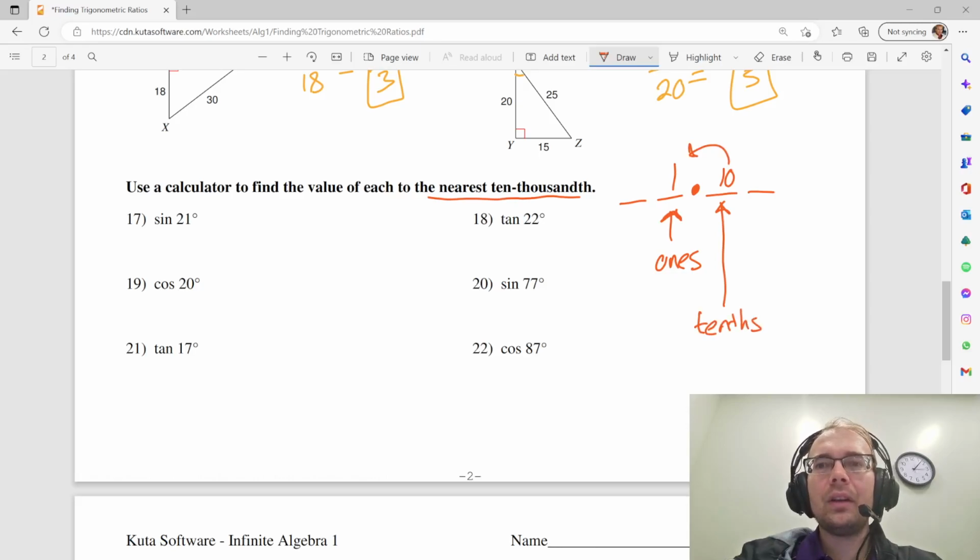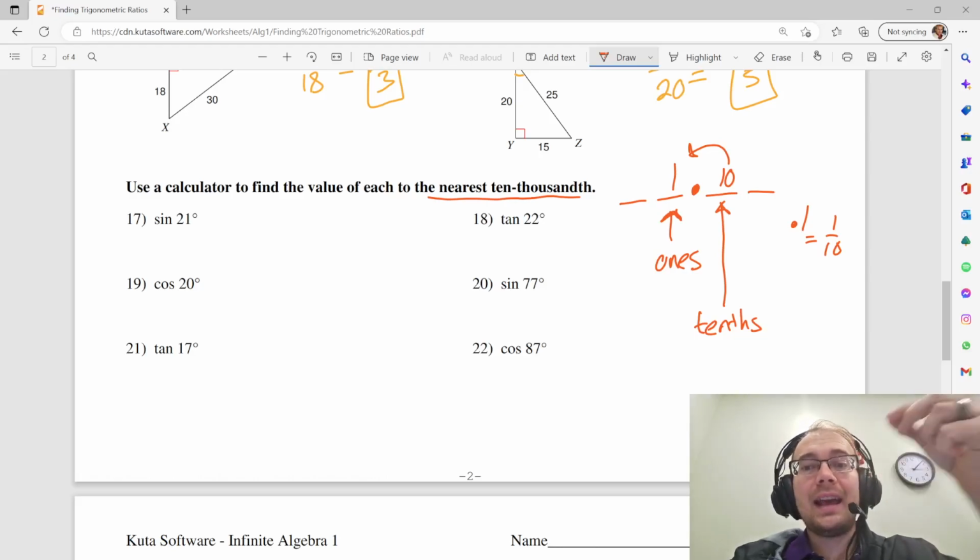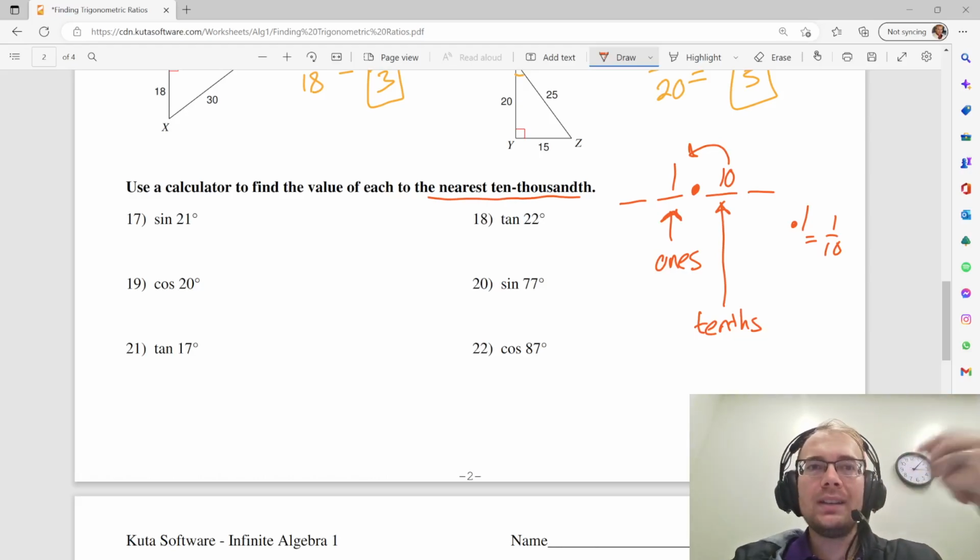A tenth, because it's literally a tenth. If you have 0.1, 0.1 as a fraction is 1/10. So it's called the tenths place because each digit there is out of 10. It's a tenth. It's 1/10, 2/10, 3/10. It's hard to say that word really fast.